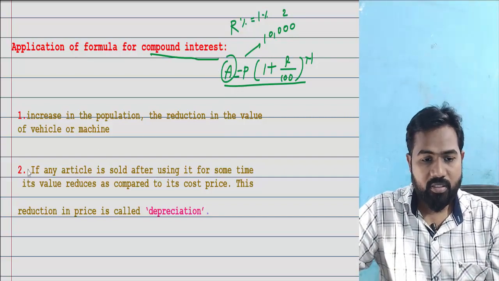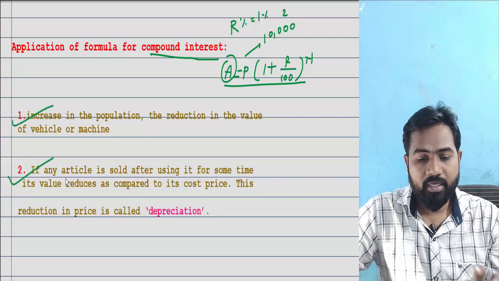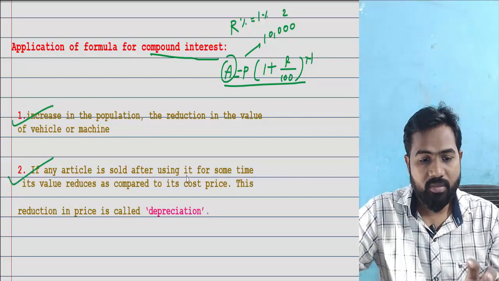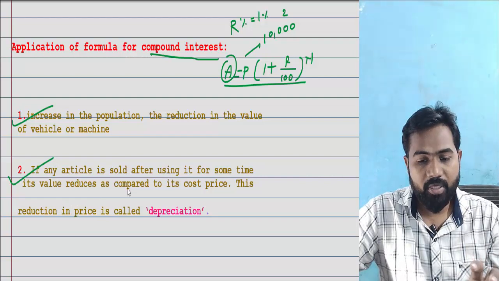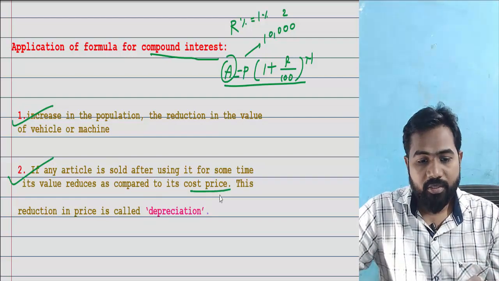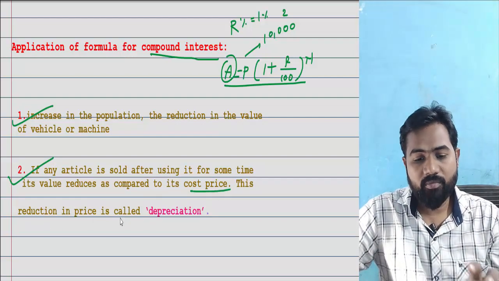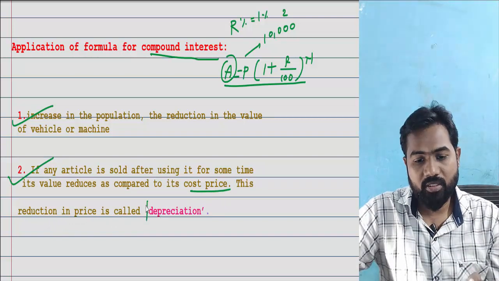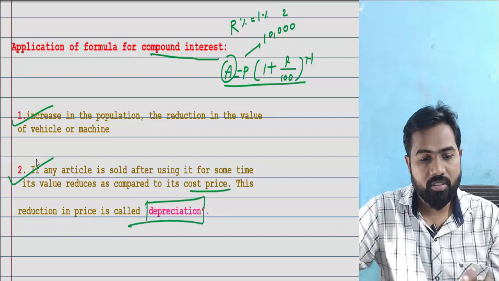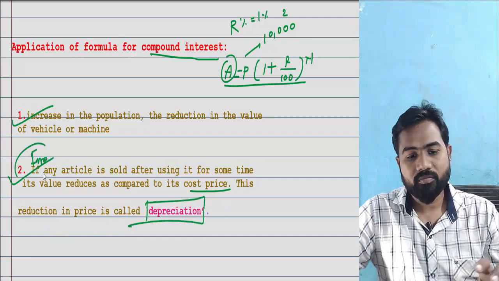So that is the first thing. The second thing is that if any article is sold after using it for some time and its value is reduced compared to the cost price, this reduction in price is called depreciation. That is a very important part. You can mark it.